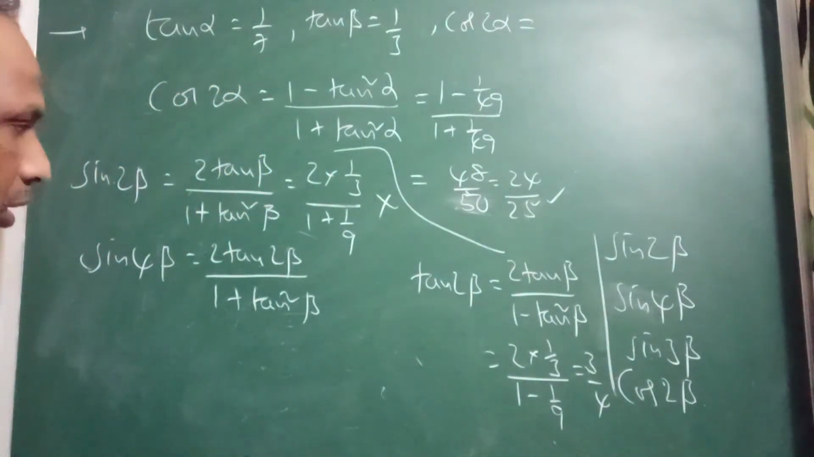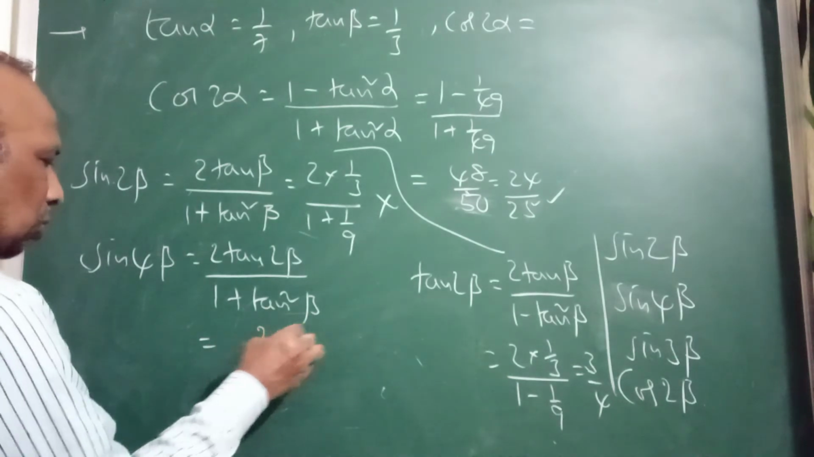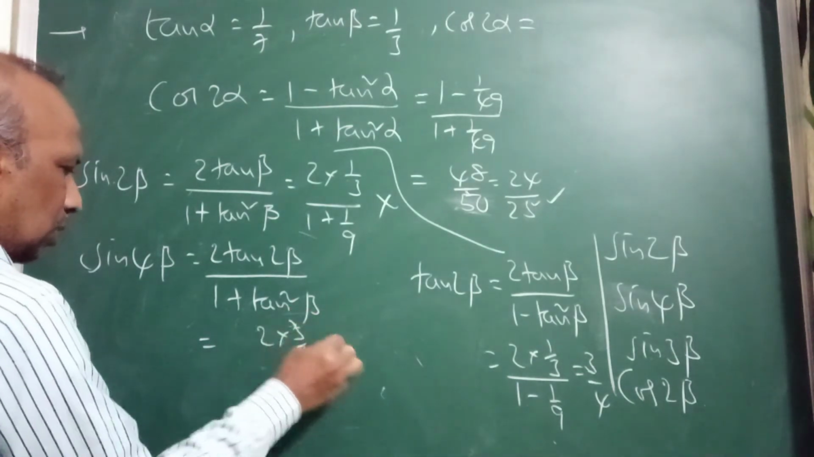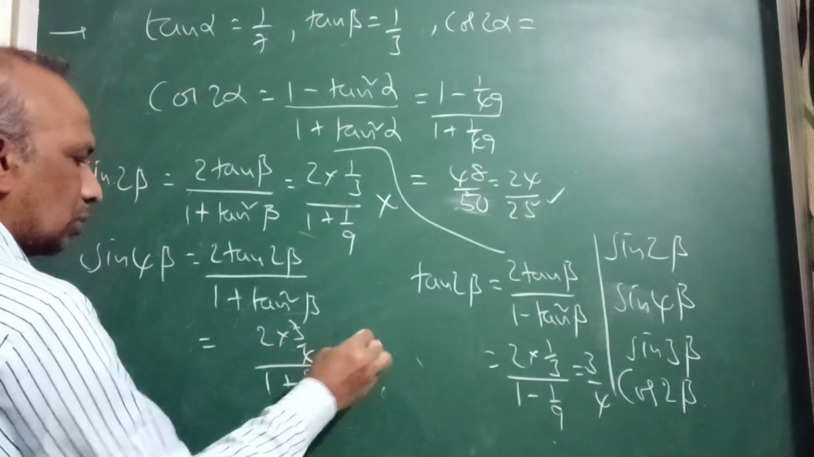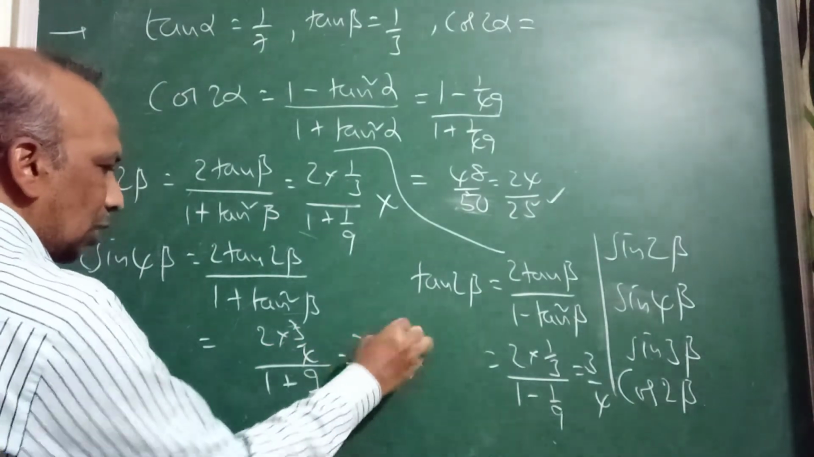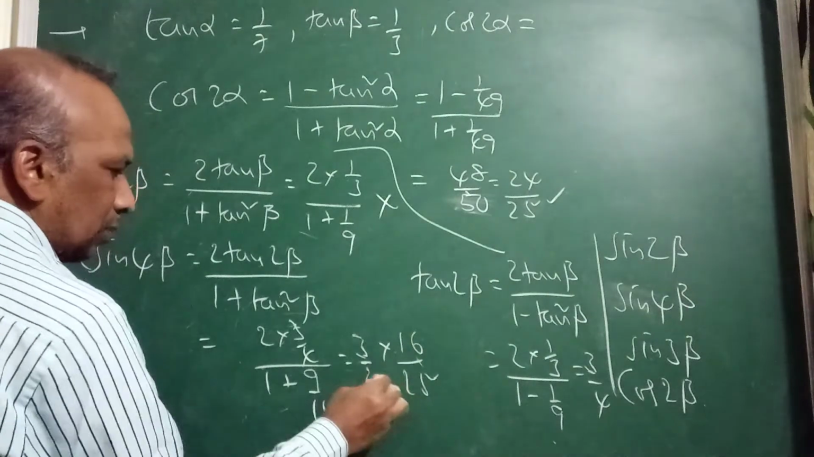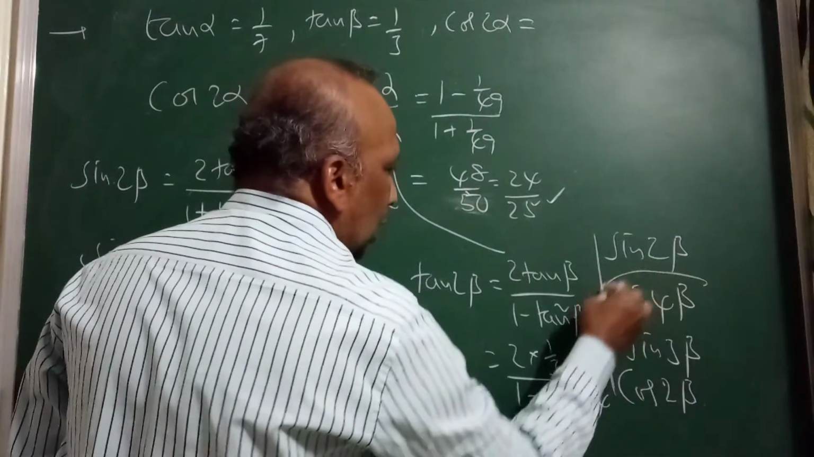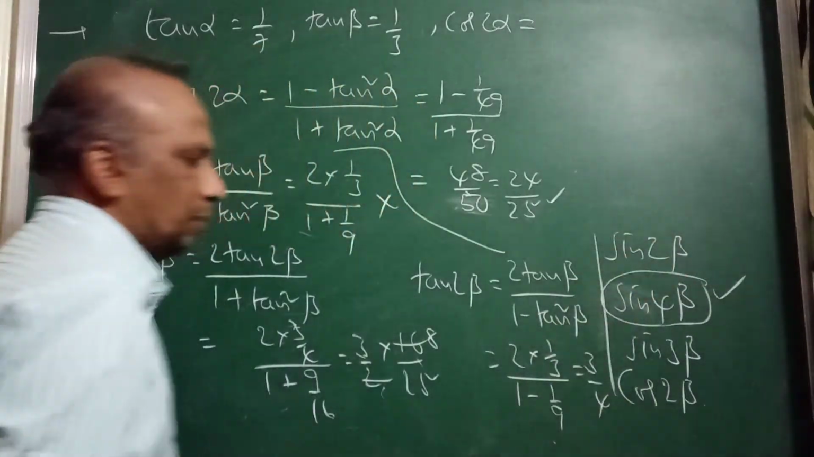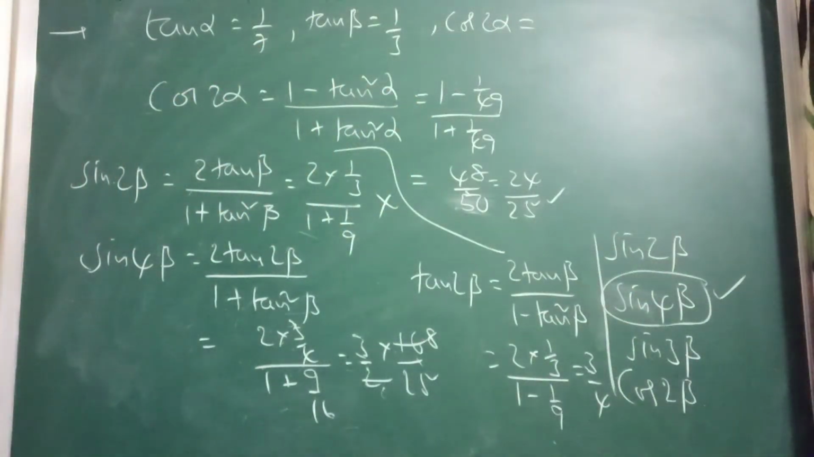I can substitute here. If I substitute, 2 into 3 by 4 by 1 plus 9 by 16. So you will get 3 by 2 into 16 by 25, which is 24 by 25. So your answer is sin 4 beta equals 24 by 25.